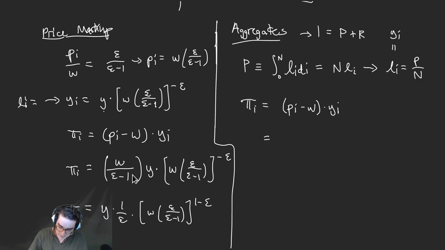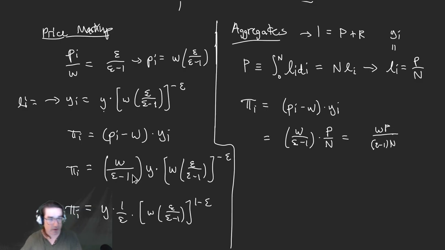So then from this we're going to get sort of the same thing. p minus w is going to end up being w over epsilon minus 1. You combine the fractions, and then y from just up above is going to be P over n. Or if you want to very slightly simplify, we can write it like this. All right, so that's our profit.